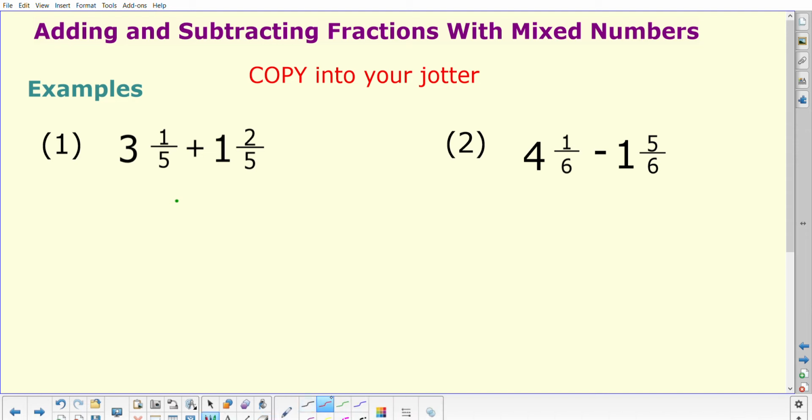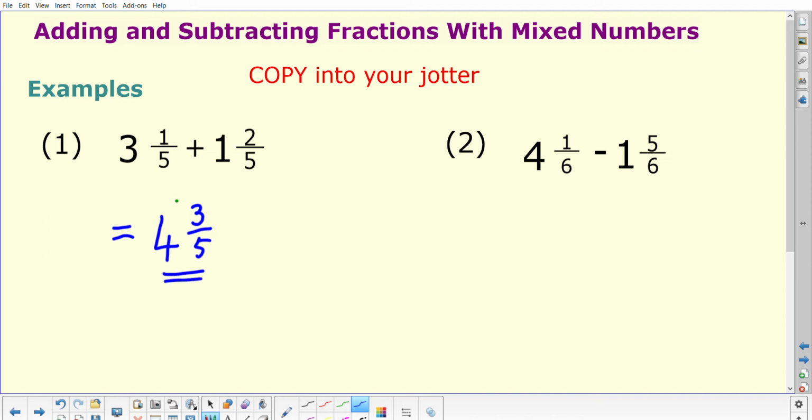Now this first example is an example of one where it is possible to just add the whole numbers and add the fractions. The fractions are both in the same terms, they're both in fifths. And you could just say here, well, I've got 3 whole pieces and 1 whole piece, so add the whole numbers and say, well, that makes 4. And you've got 1/5 plus 2/5, which altogether means I would have 3/5.